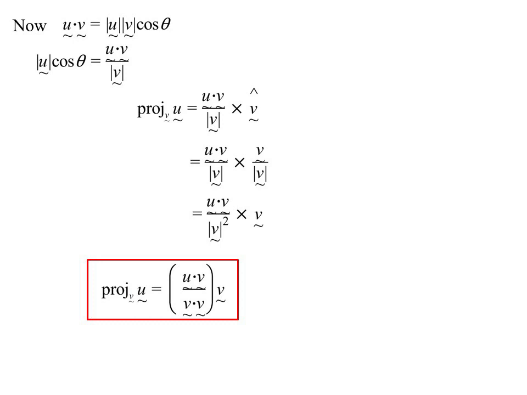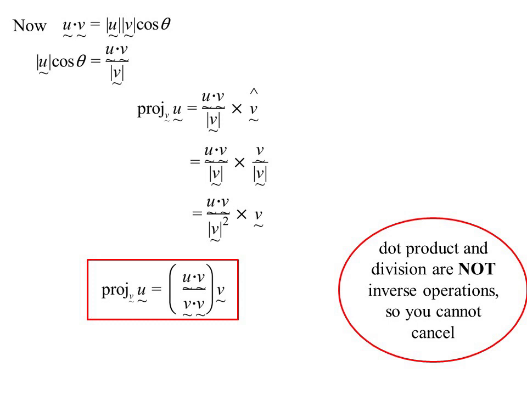There it is. So v is everywhere except for the very first thing I write down, which is what I am projecting, that vector. Everything else is v. So u dot v over v dot v times v. Now it's really tempting to say, hey, why can't I just cancel these v's? Remember, dot product is not multiplication. So division is not the inverse of the dot product. So I can't cancel a dot product, because it's not v times v on the bottom, it's v dot v. So it does not cancel with those other v's. So we leave it as u dot v over v dot v times v.